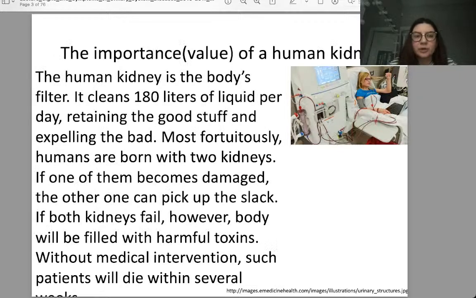The importance of the human kidney. A human kidney is a body filter, as you know from physiology. It cleans nearly 180 liters of liquid per day, retaining the good stuff and expelling the bad. More fortuitously, humans are born with 2 kidneys. If one of them becomes damaged, the other one can pick up the slack. If both kidneys fail, however, the body will be filled with harmful toxins. Without medical intervention, such patients will die within several weeks.